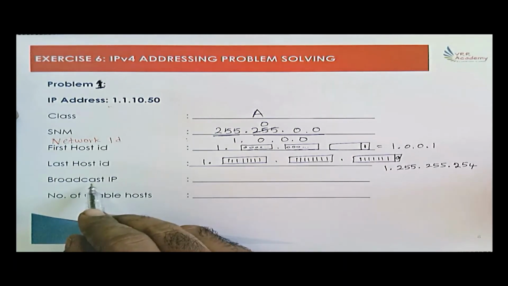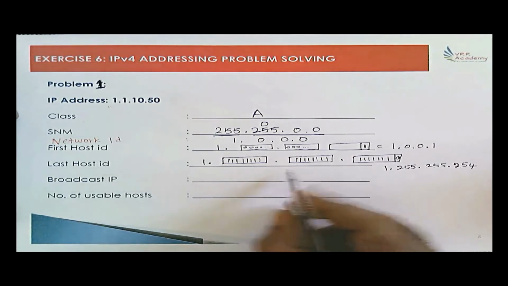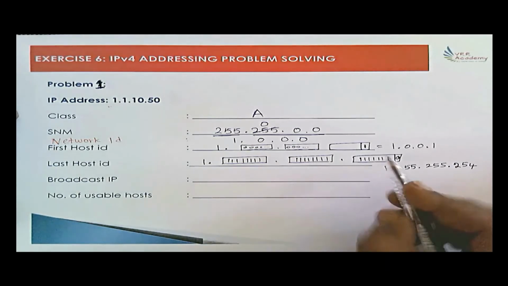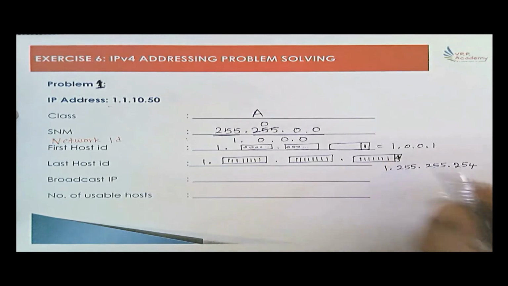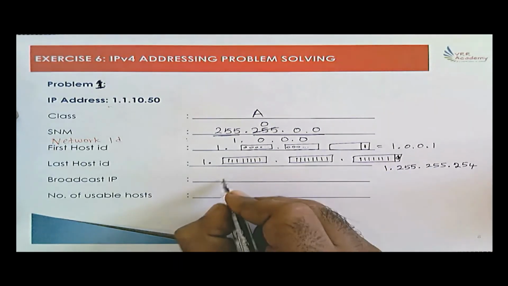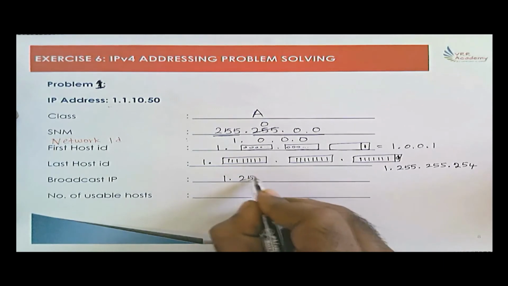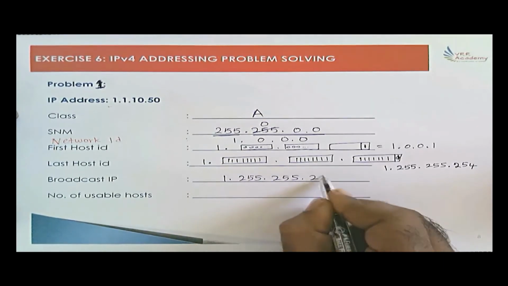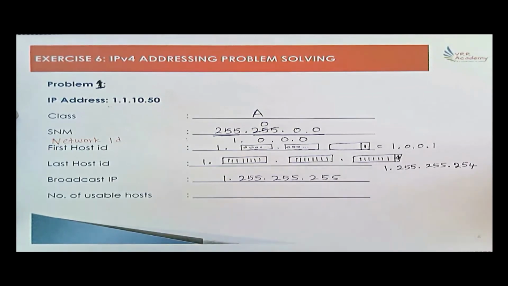Now moving on to the broadcast IP address. For the broadcast IP address, we have to make all the host bits 1. If you make all the host bits 1, that is going to be your broadcast IP address. So in that case we can directly write it: 1.255.255.255. This is your broadcast IP address.